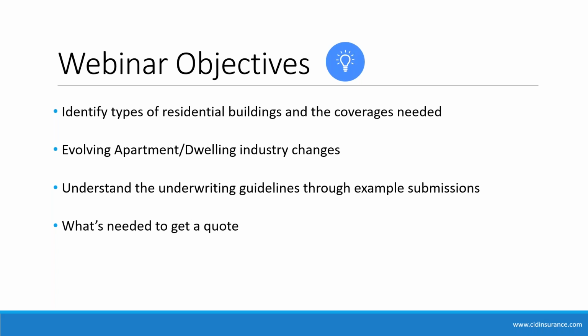So let's take a look at what our objectives are going to be today. Michelle's going to be talking about identifying the types of residential buildings and the coverages that they need. What are the changes going on in the industry? And they are evolving, so she will fill you in on what you need to be talking to your insureds about. Understand the underwriting guidelines, and those are also evolving and changing as well. So she's going to go through some examples, and then what's needed to get a competitive quote.